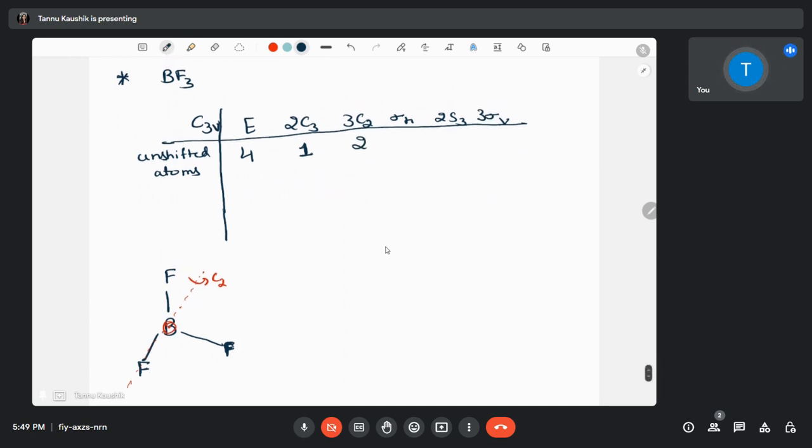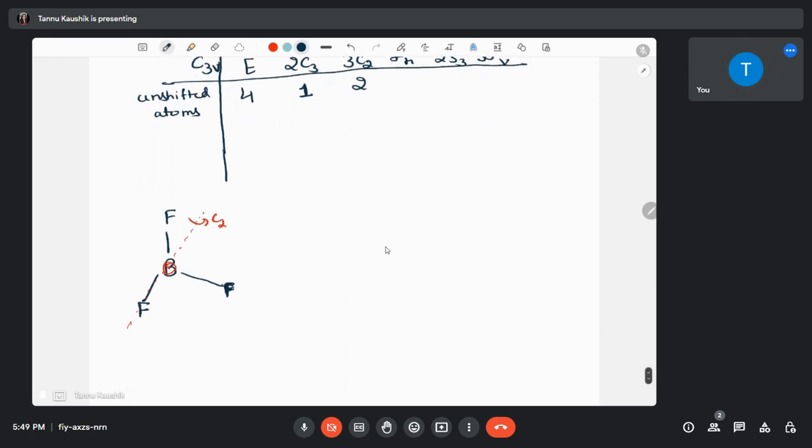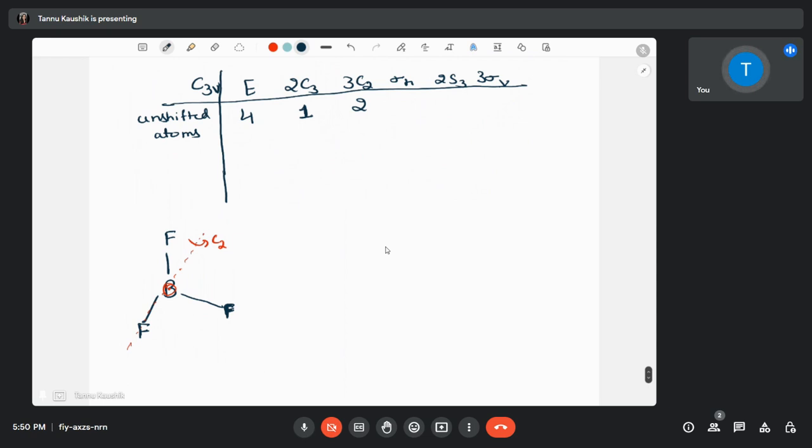So the number of unshifted atoms will be 2. And then sigma H plane, which is the molecular plane of the system, which is like the board plane of the board. So all of the atoms will remain unchanged, and again we will get character as 4. And for S3, which is like C3 axis of rotation followed by a sigma H reflection, that is sigma XY, which is the molecular plane over here. So we will get only one atom unchanged during the whole operation, which is boron atom. So it will be 1.